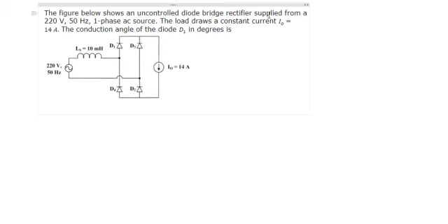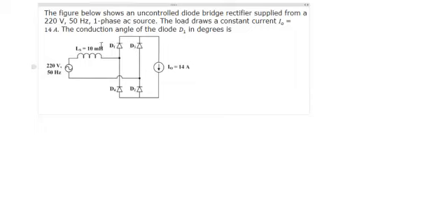You can see here the figure below shows an uncontrolled diode bridge rectifier supplied from a 220 volts 50 Hz single phase source. The diode draws a constant current I0 of 14 ampere. The conduction angle of the diode D1 in degrees is.